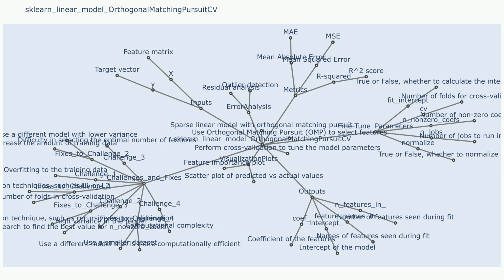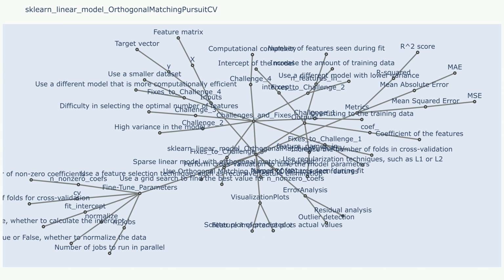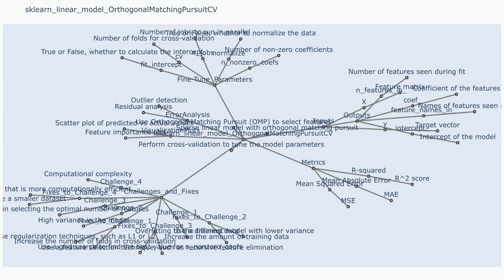4. Train the final orthogonal matching pursuit model with the selected N non-zero coefs on the entire training set. Metrics. Mean squared error, MSE, measures the average squared difference between predicted and actual values. R squared represents the proportion of variance in the target variable explained by the model. Visualization plots. Coefficient plot displays the estimated coefficients of the model, highlighting the selected non-zero coefficients.